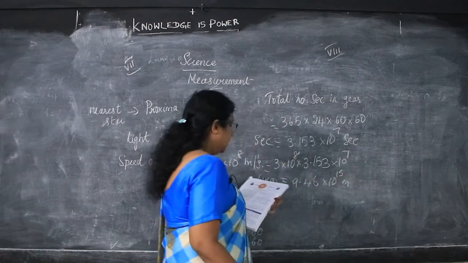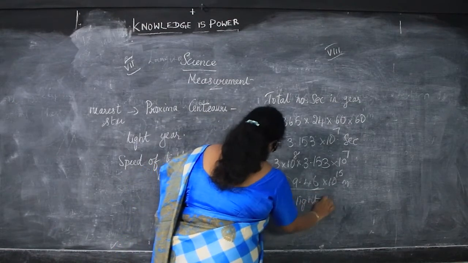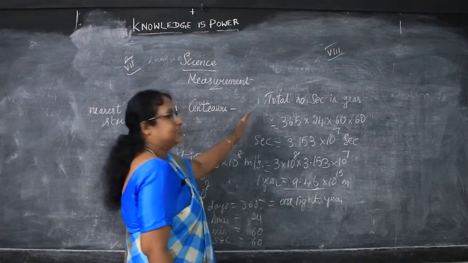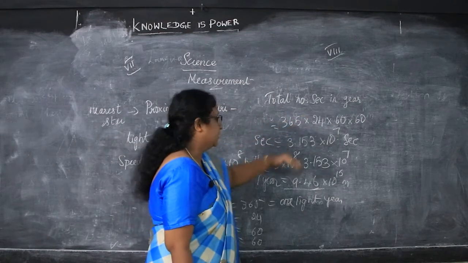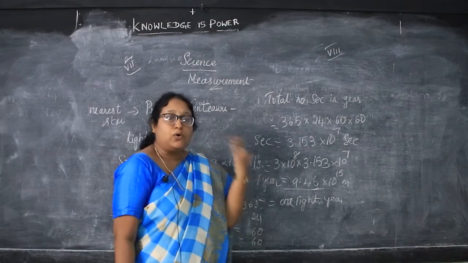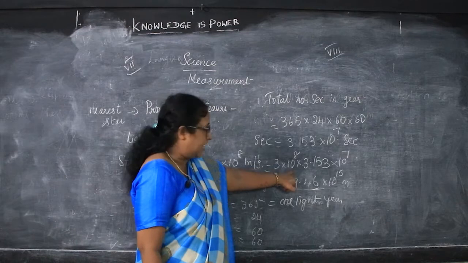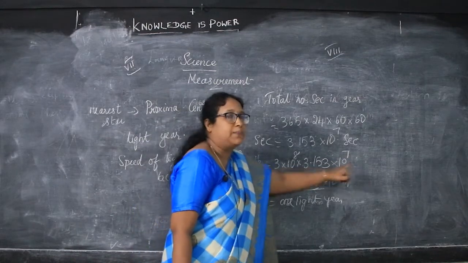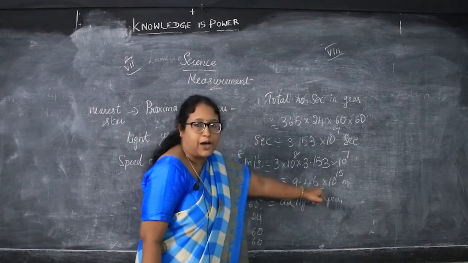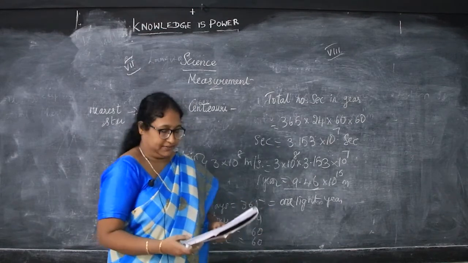This distance is known as 1 light year. So what did you understand, children? The number of seconds in a year is 3.153 into 10 to the power of 7 seconds. In 1 year, light travels 3 into 10 to the power of 8 into 3.153 into 10 to the power of 7, so for 1 year it is 9.46 into 10 to the power of 15 meters. This is called 1 light year.